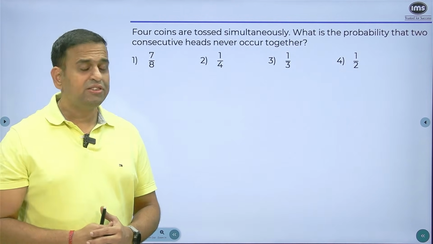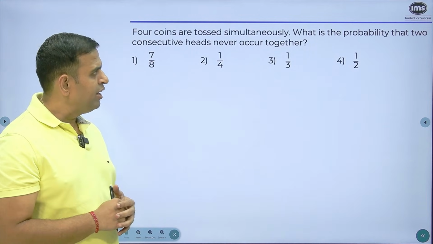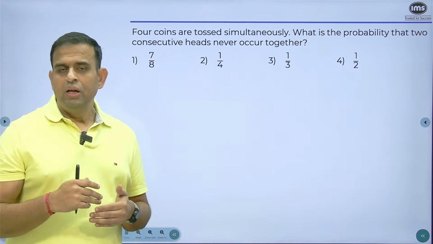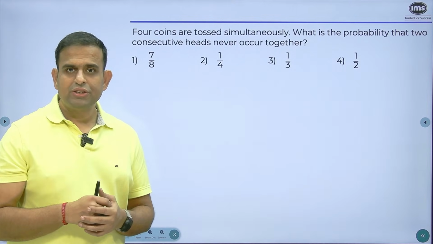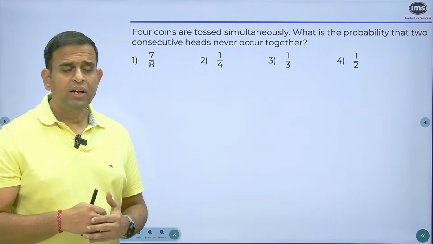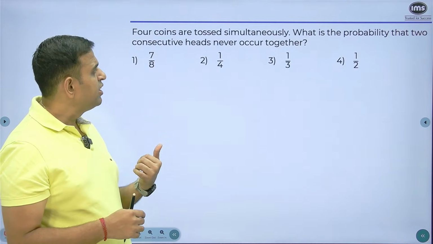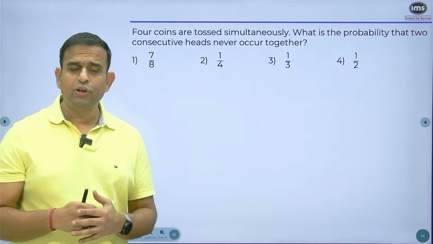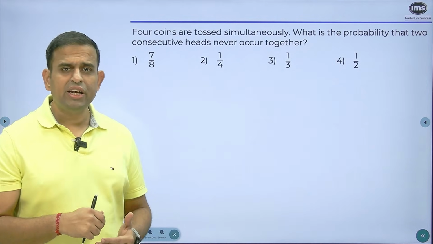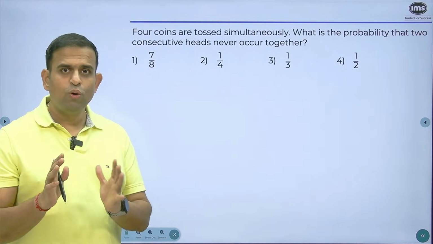If I look at the next sum, it says that 4 coins are tossed simultaneously. What is the probability that 2 consecutive heads never occur together? Now, again, there are 2 ways to solve this particular question. We can find out the total number of cases smartly without listing them down, and then find out the favorable cases. The other thing could be, because we have only 4 coins being tossed, total outcomes are only 2 power 4, which is 16. We can list down the cases and just find out the favorable outcomes. So I will do both the approaches.